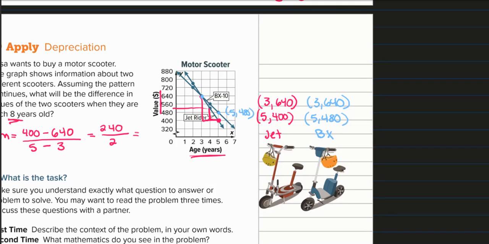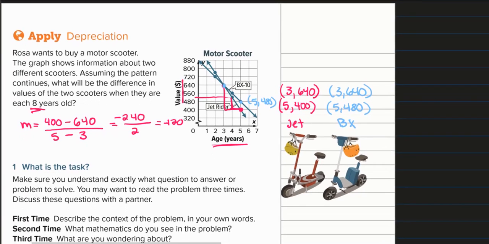So when we simplify that, we take our 240, divide by 2, equals 120. Don't forget, this is going to be negative. That means our slope is a negative value. It should be negative. Our graph is negative. So it looks like our slope for the first one is going to be, we're decreasing by $120 per year. Okay, there's our first one.